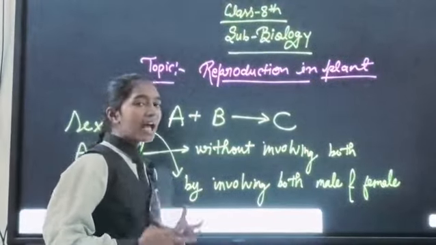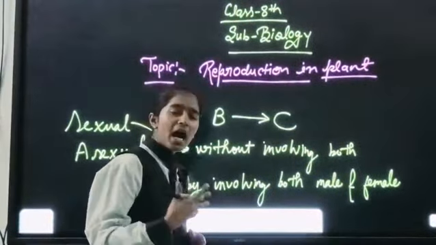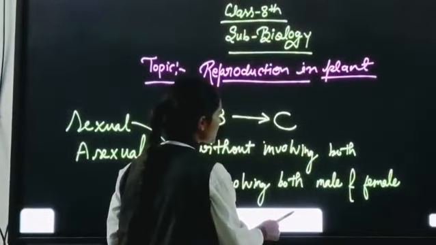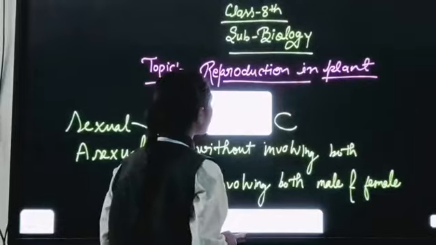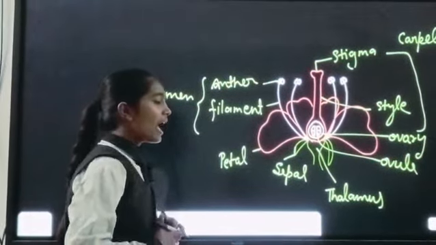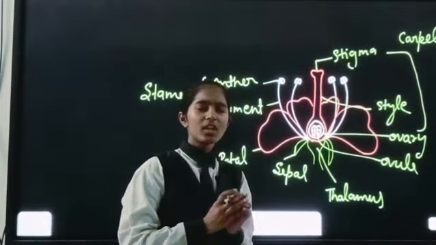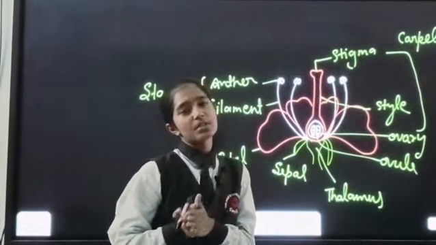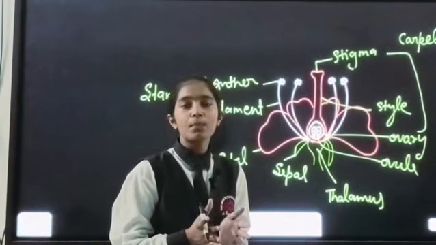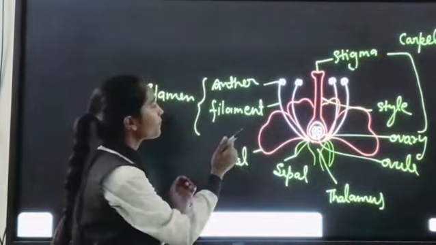Further, I would like to tell you about the reproduction in plants. So, for this we shall know about the parts of a plant. How many parts of a plant are there? As we know, root system and shoot system. What is the main part of a shoot system that helps in reproduction? It's a flower.